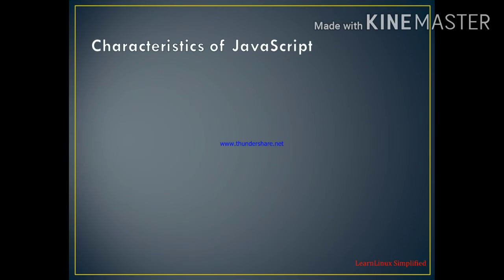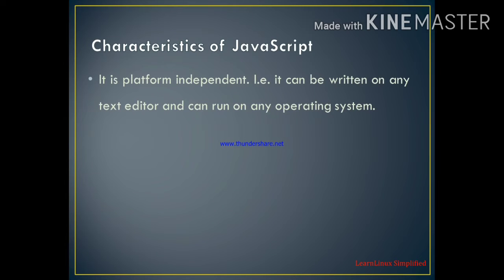Characteristics of JavaScript. First, it is platform independent, that is, it can be written on any text editor and can run on any operating system. JavaScript is the same as HTML, which is platform independent, which means we can write the script anywhere irrespective of the kind of text editor or kind of operating system.